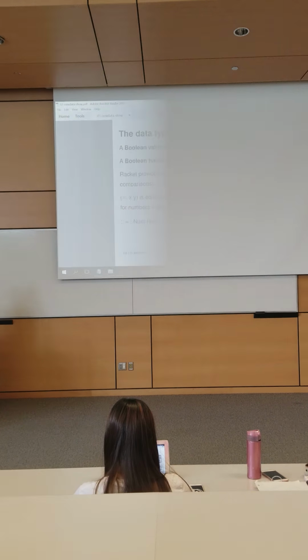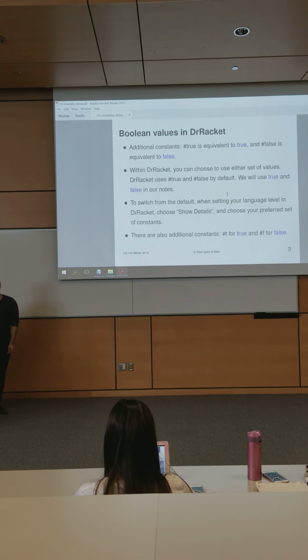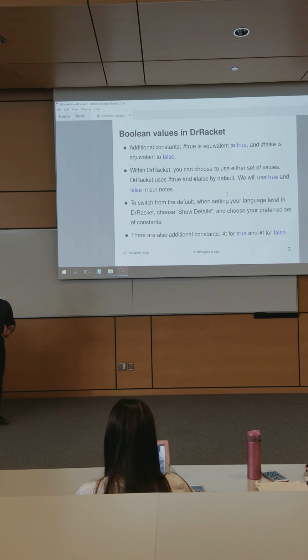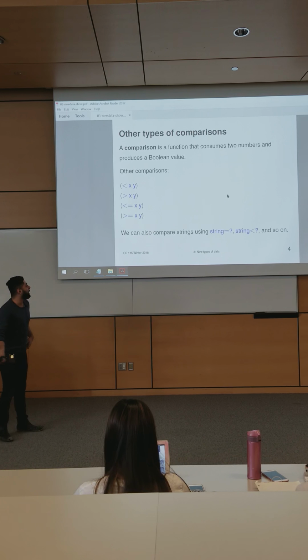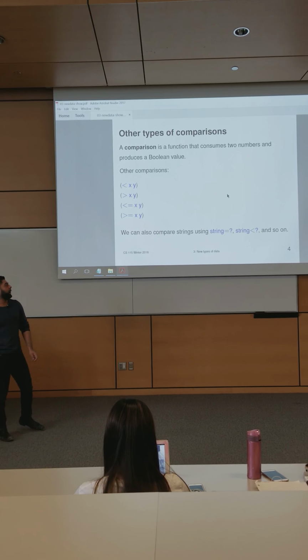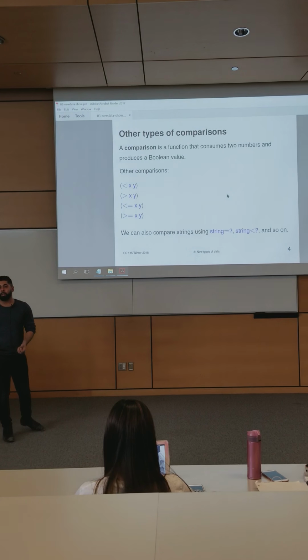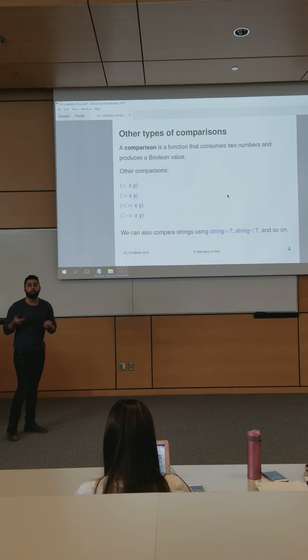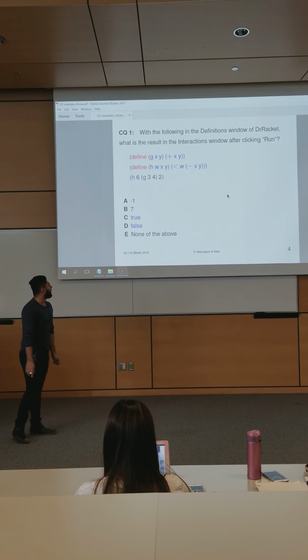So we saw the Boolean data type, which was just something that could either be true or false. Like I said, this is our way to compare numbers and compare strings in Dr. Racket. We saw there are different kinds of comparisons: greater than, less than, string equals, string less than question mark. These were all functions that returned us booleans, and they compared different strings and different numbers. We saw a quick question, and I think most of you got it right, so that was good. You kind of understand the basic idea.